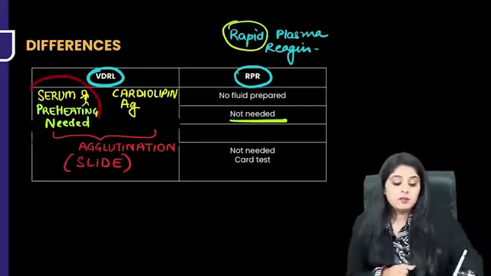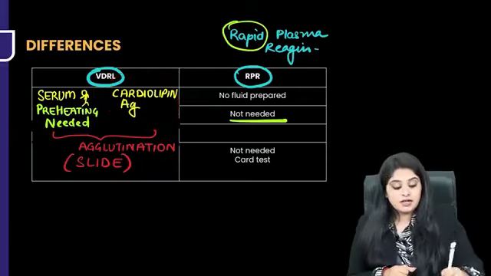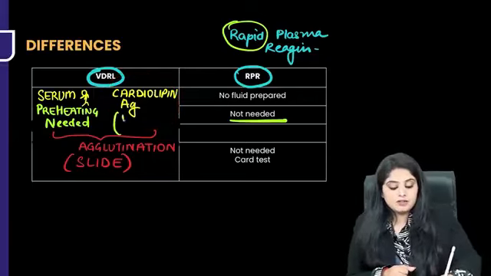So VDRL says, first you will have to heat the sample. Then after that, the antigen that you add is a cardiolipin antigen, and once you have prepared it, you will have to use it within 24 hours.